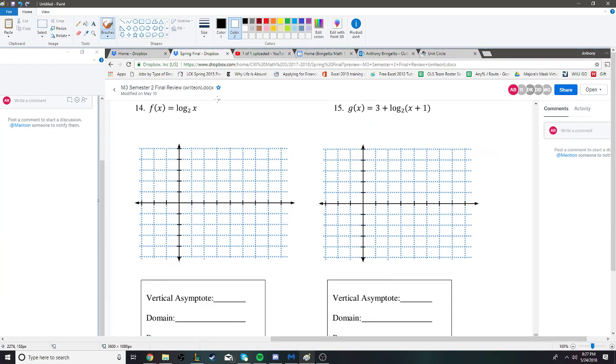Log base 2 of x, again, 2 to the 0 is 1, 2 to the 1 is 2. Our y values are 0 and 1, so 1 comma 0, 2 comma 1.